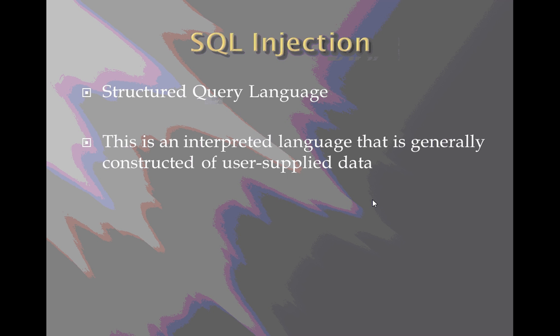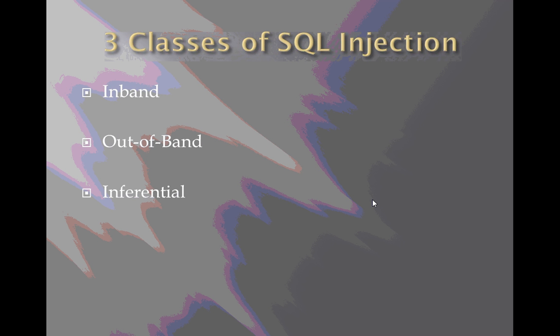So to start out, SQL injection. SQL stands for Structured Query Language. It's an interpreted language that is generally constructed of user-supplied data, which makes it very vulnerable. So there's three classes of SQL injection. There's in-band, out-of-band, and inferential. We'll talk about them in the next few slides.